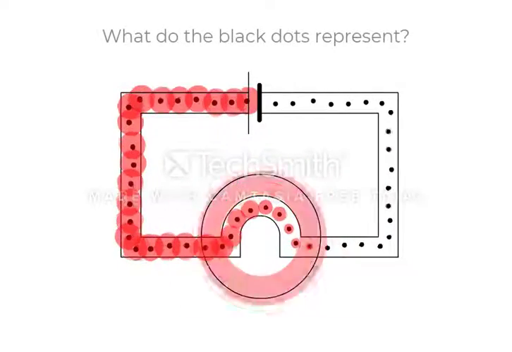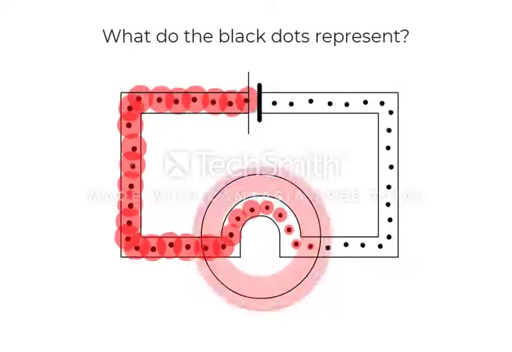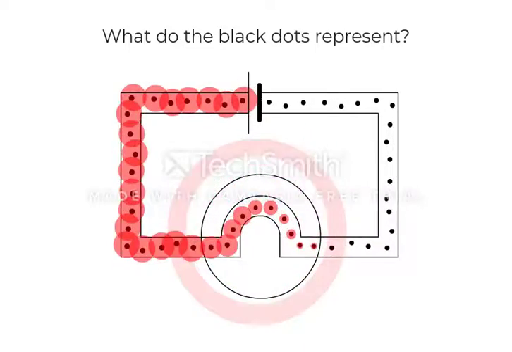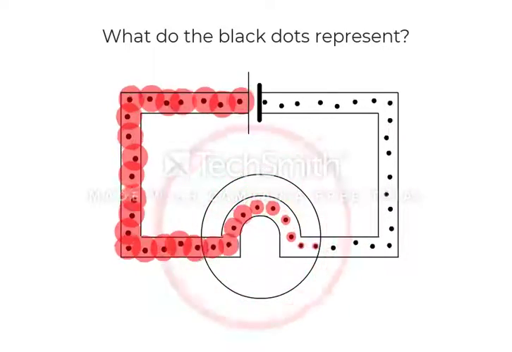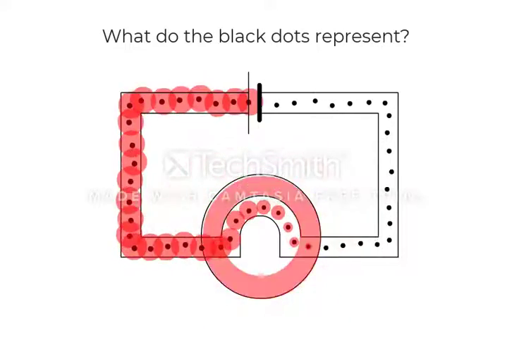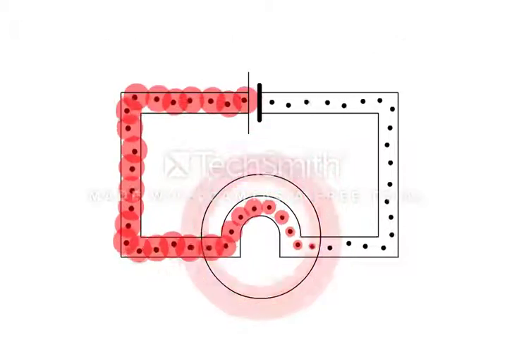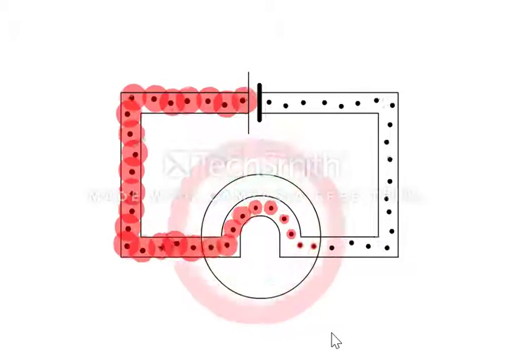All we've looked at so far is black dots and red stuff, but we're dealing with electric circuits, so presumably the black dots and the red stuff actually mean something. In this part, we're only going to look at the black dots, and in the next part, we'll look at what the red stuff means. So what do the black dots mean?